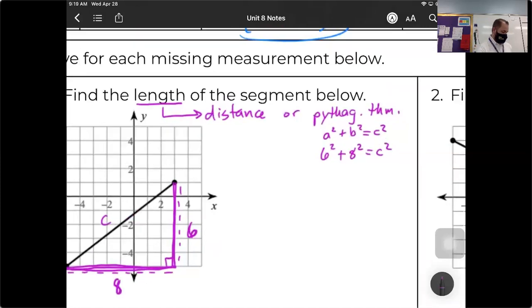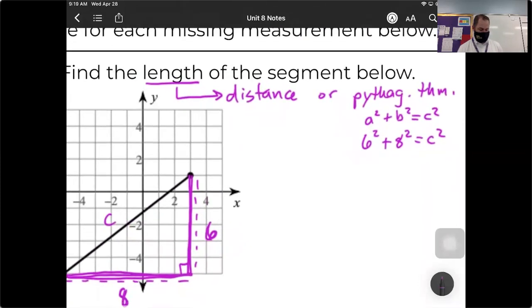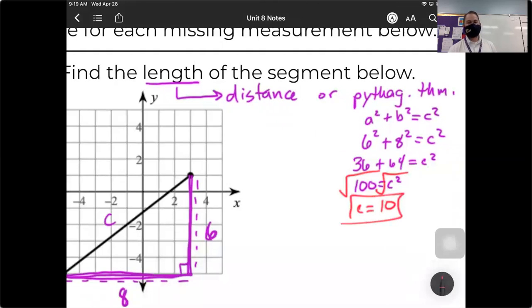So then I can go through and simplify these. What's 6 squared? Good. What's 8 squared? 64. What do I get when I add those? 100. So that's not my answer though. That's not how far apart they are. It's not the length of that segment. How would I find out my final answer? Square root both sides to get C by itself. What is the square root of 100? 10. So the length is 10.